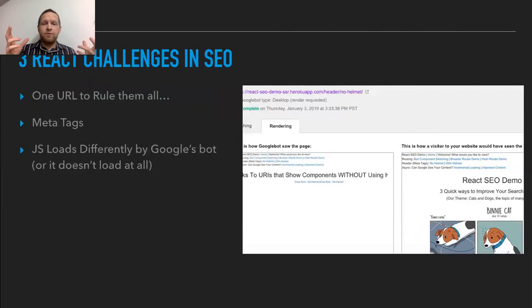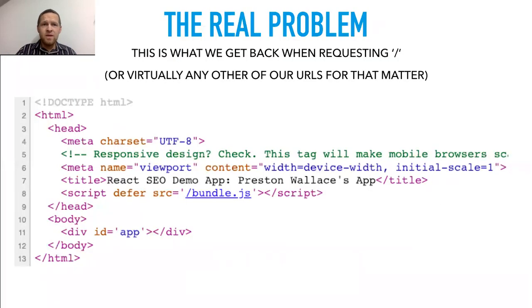Typically, if we don't have React Router or anything set up for our URLs, we only have one URL. It's a single URL for our entire app, no matter how many views we have. That's bad. So meta tags, we also can't edit those depending on the views. And our JavaScript may load differently by Google's bot. Sometimes it doesn't even load at all, as evidenced by the screenshot there. So this is a real problem.